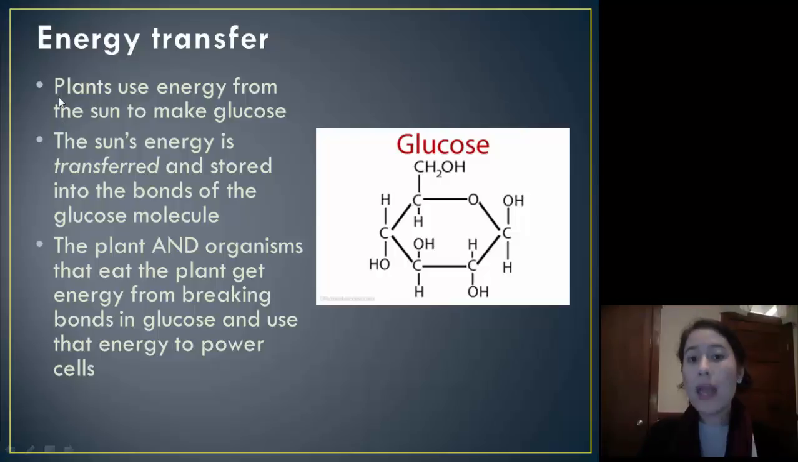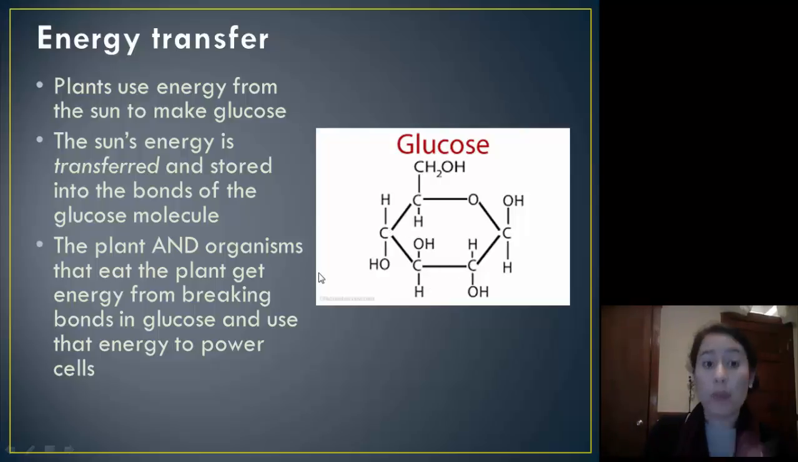So plants are using energy from the sun to make this glucose molecule. We can see the carbons right here, carbon, carbon, carbon, carbon, that got transferred through. And the sun's energy that hit those plants is harnessed by the plants, and it's stored in this molecule. Energy gets stored in molecules in the bonds, in the connections between atoms. So these lines right here represent the bonds, and the energy from the sun gets stored right here in those chemical bonds.